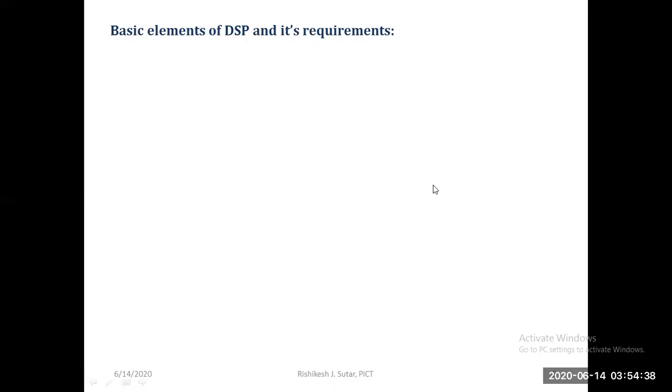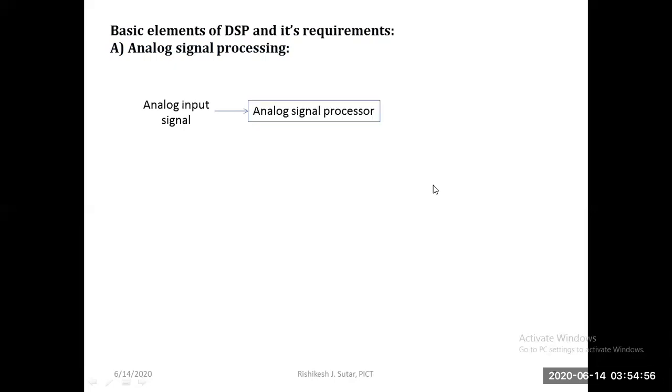Before going towards digital signal processing, let us first understand analog signal processing. In the analog signal processing, we will have analog input signal, then we will have analog signal processor, and at the output of analog signal processor, we will have analog output signal.